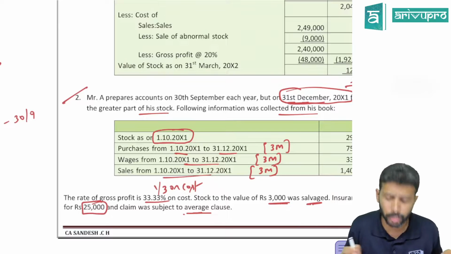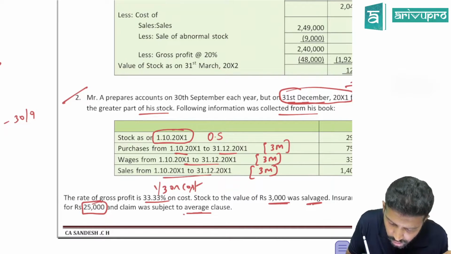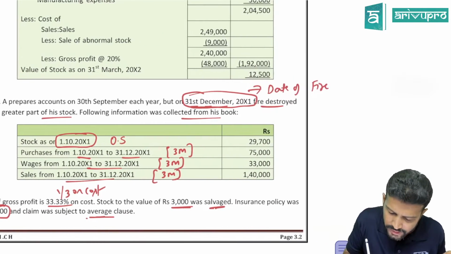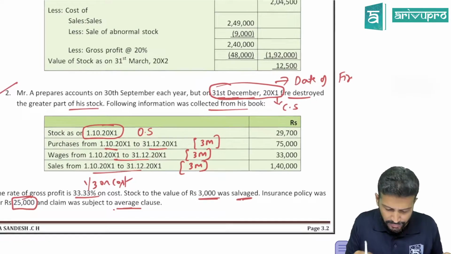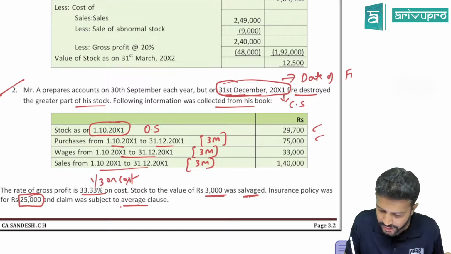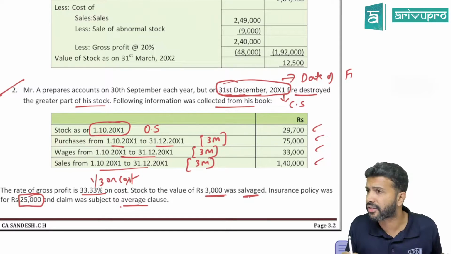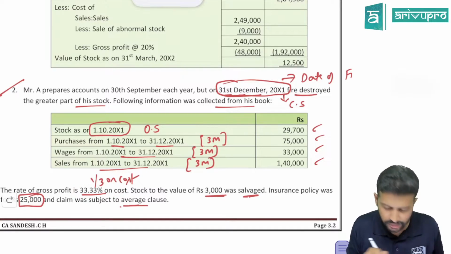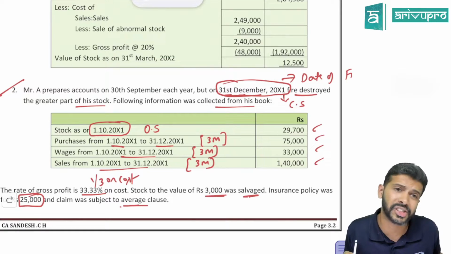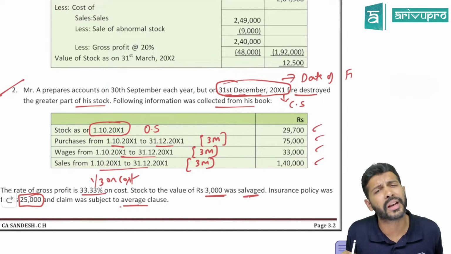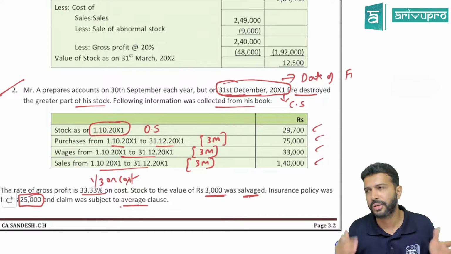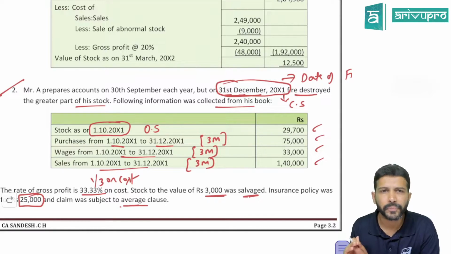So 1st October's stock will become your opening stock. 31st December's stock will become your closing stock. So opening stock is given, purchase, direct expense given, sales given, GP they have given as some percentage, so we can find out GP. The only component missing is closing stock, which we will get as a balance. Simple trading account. Can we do that? Are we okay, everybody?